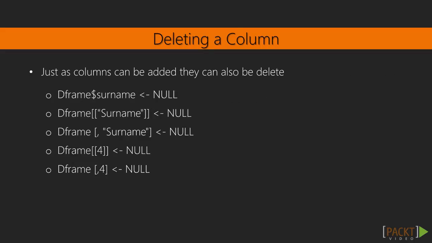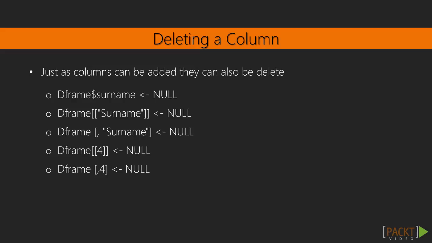Just as data and columns can be added to the data frame, they can be removed. Using exactly the same notation as was used to create the columns, setting the column values to null has the same effect as removing them. The notation also reinforces the concept of a data frame being a collection of arrays. The surname column is the 4th column, so the number 4 can be used.